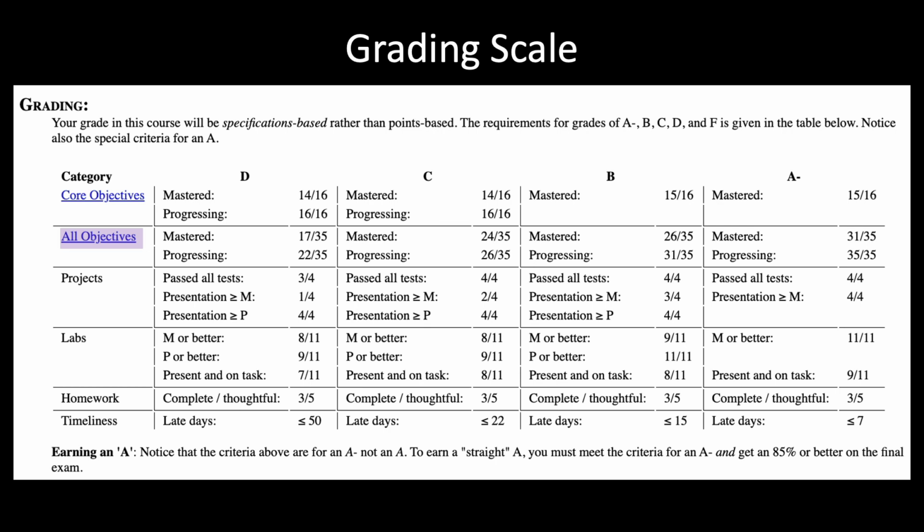There are 35 total learning objectives, ranging from things at the beginning like converting binary to decimal, all the way to the ending topics like tracing cache hits and misses. You can see here that you need to master 31 of these objectives to get an A-, 26 to get a B, and so on. 16 of these objectives are considered core objectives.